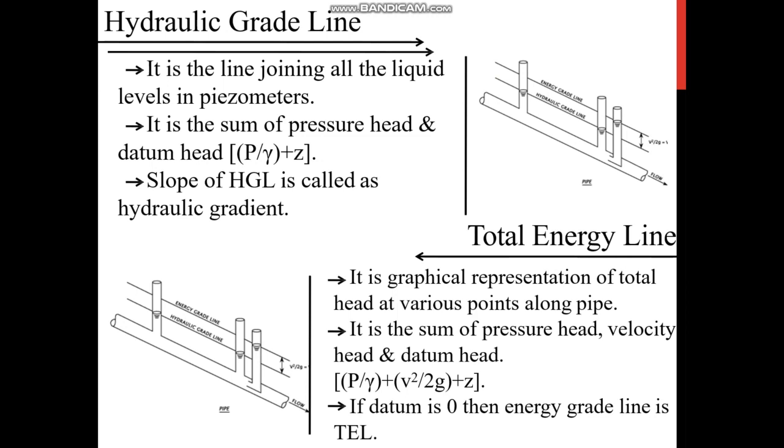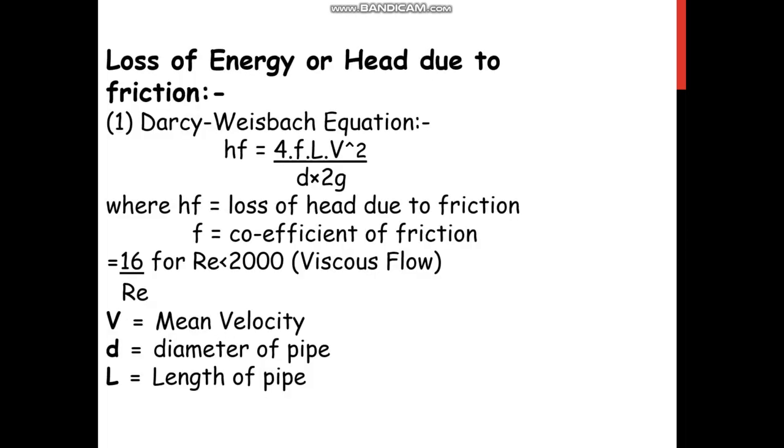In a total energy line, that is TEL, it is a graphical representation of total head. Total head means the sum of pressure head, velocity head and datum head. Pressure head is P by rho, velocity head is V square by 2G and datum head is Z. Therefore, TEL is equal to P by rho plus V square by 2G plus Z. If the datum line coincides with the center line, then Z is equal to 0. Then we will have only two heads, that is pressure head and velocity head. So this is again an important question for 5 marks.